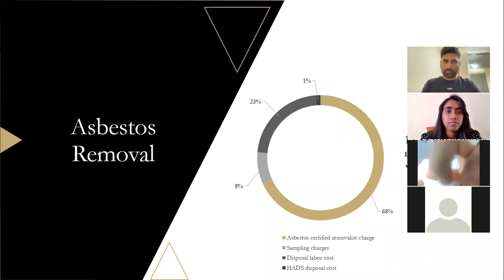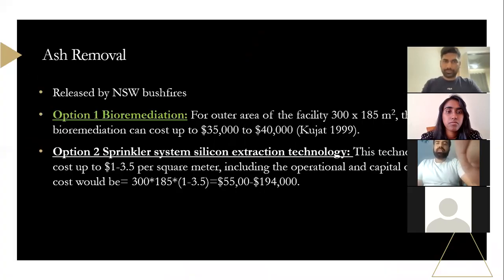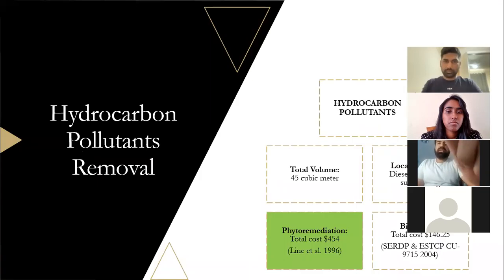Then we talk about the hydrocarbon removal. We have phytoremediation and bioventing. Phytoremediation is a little bit expensive, but it is still preferable because it can also remedy ash and heavy metals. So one of these techniques gives benefit to 3 of the pollutants, so it saves us cost.